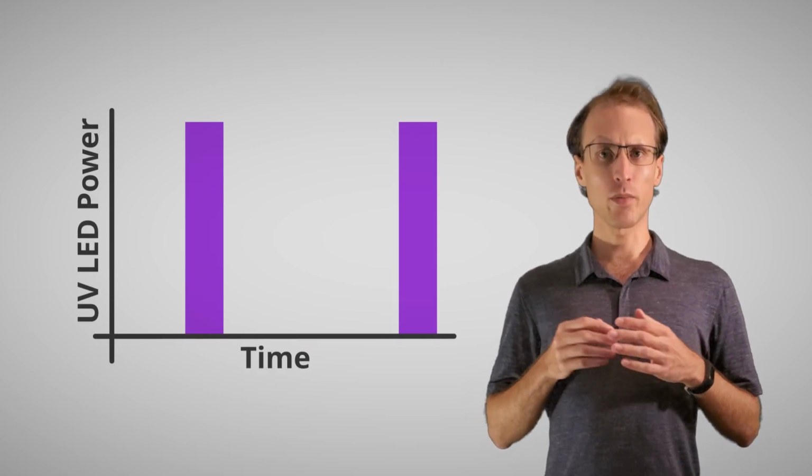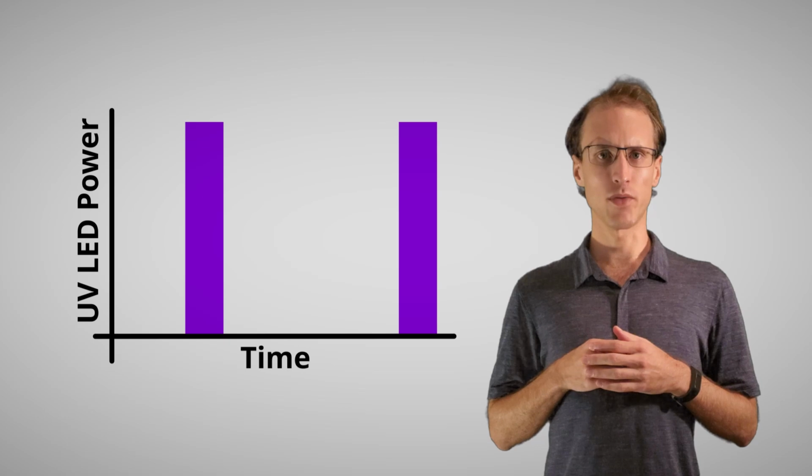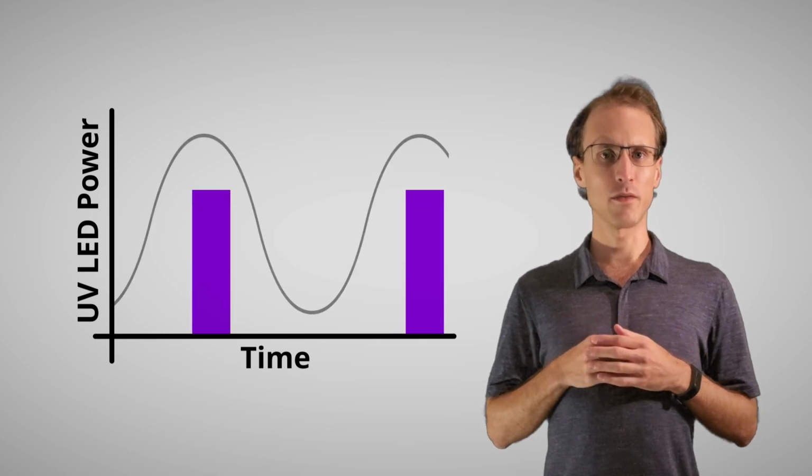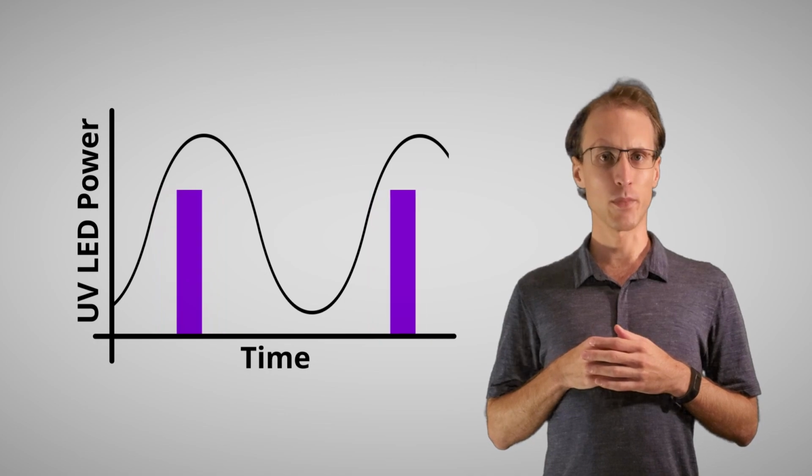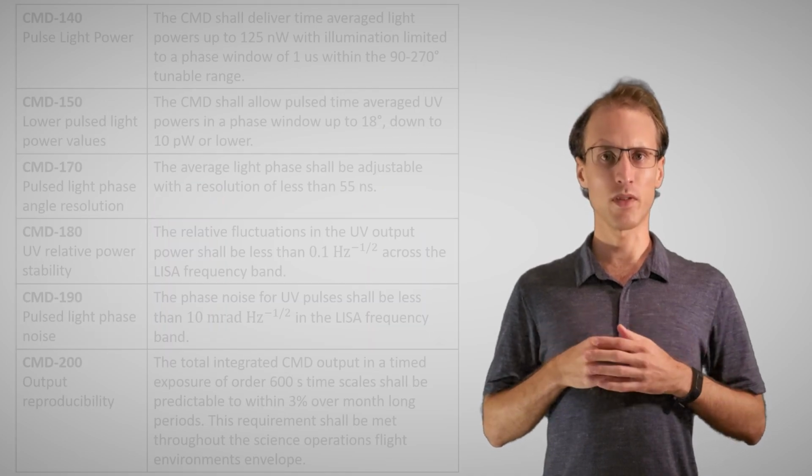Next up are the pulsed operation requirements. In pulsed operation, the CMD shall control the UV pulses with 4 independent controls. These controls are the peak UV power, the phase delay relative to the ejection electrode, the pulse duration, and the number of pulses produced per second. The pulse requirements are shown here.